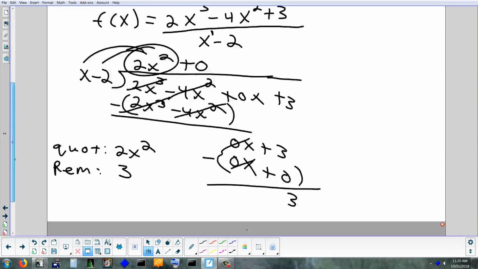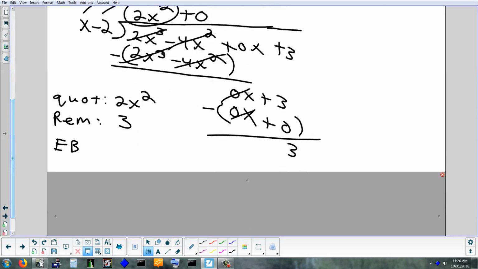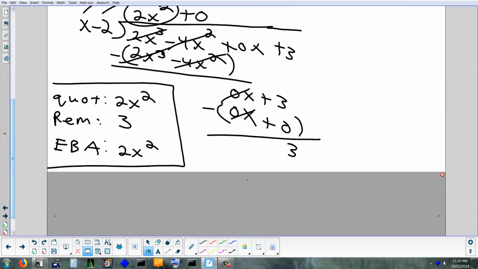And now the EBA. What's the end behavior asymptote? 2x squared. It's the same as the quotient. So it's like we kind of asked for the same thing twice. If they asked for both of them, yes, the quotient and the EBA are the same thing. Because that's how you get the EBA, find the quotient. Okay. Any questions on that?